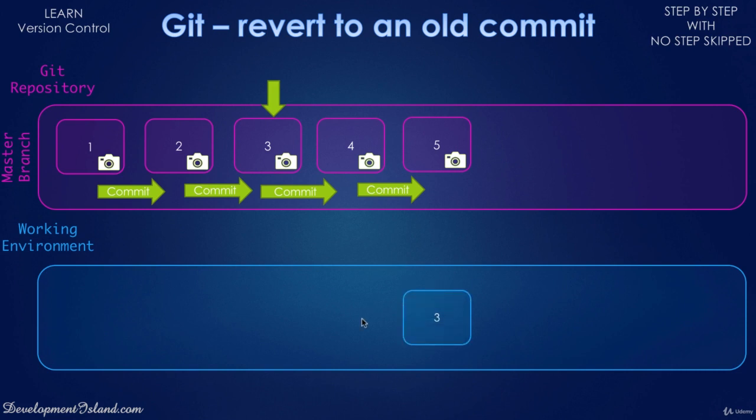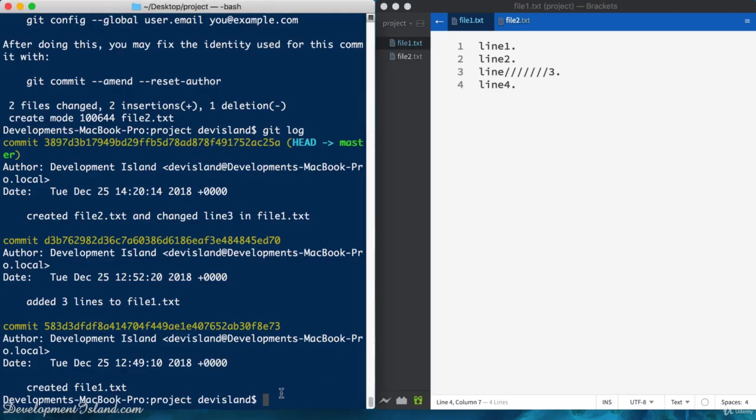So now the content of our working environment matches the content of that old commit. So this is the first step. So let's go ahead and do this. The command we need to use here is called git reset, like this. And then we're going to use an option called hard.